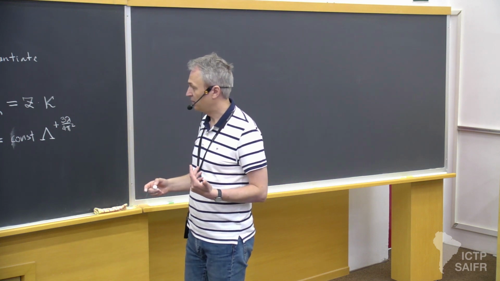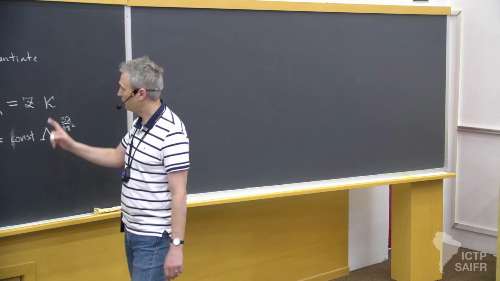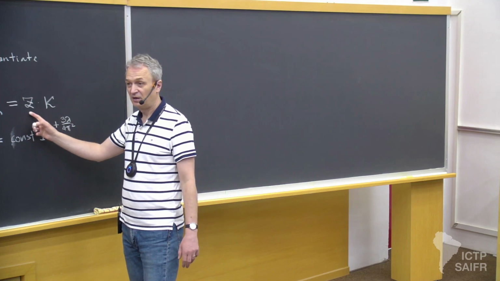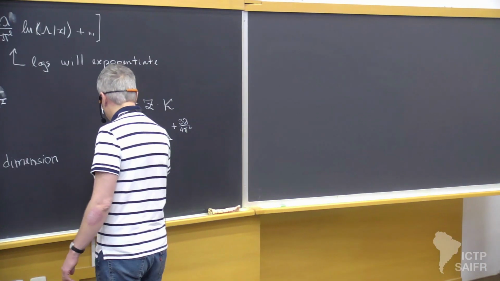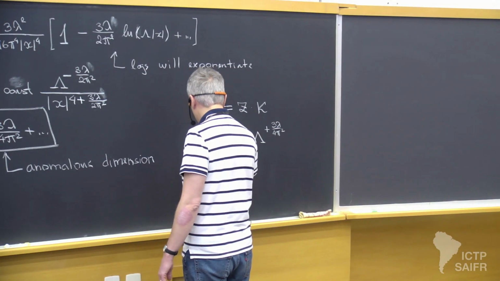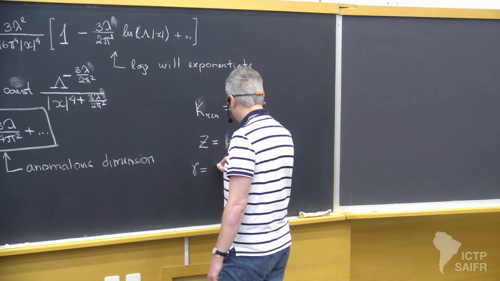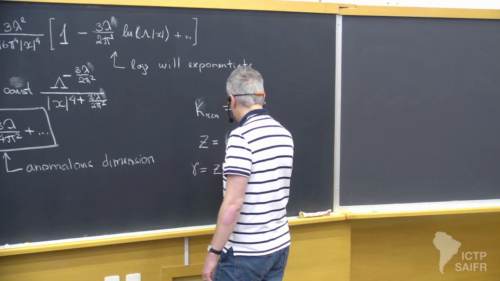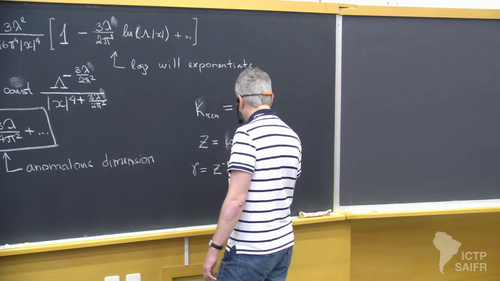So the dimension of the left-hand side is actually not 2, because Z itself has a dimension. And another way to read off the anomalous dimension is to just look at the Z factor and see how it depends on lambda. So the anomalous dimension, let's denote it gamma, is simply Z minus 1 dZ over d log lambda.